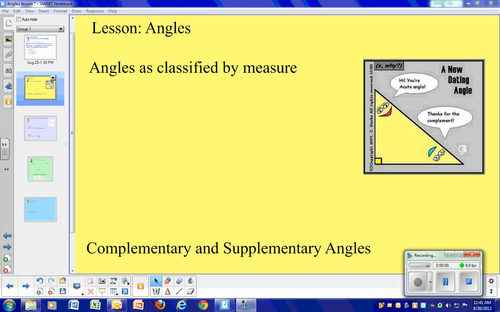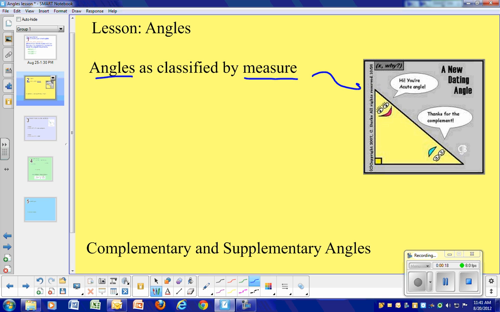This lesson is about angles, and we're first going to be talking about angles that are classified by measure. There's a little cartoon over here to the right that has a little joke of, hi, you're an acute angle, and that word acute is probably something you remember from your geometry class. This is also a little math humor. Thanks for the complement, a complement or pair of complementary angles. That's another term you might remember from geometry. And both of those we're going to talk about right now.